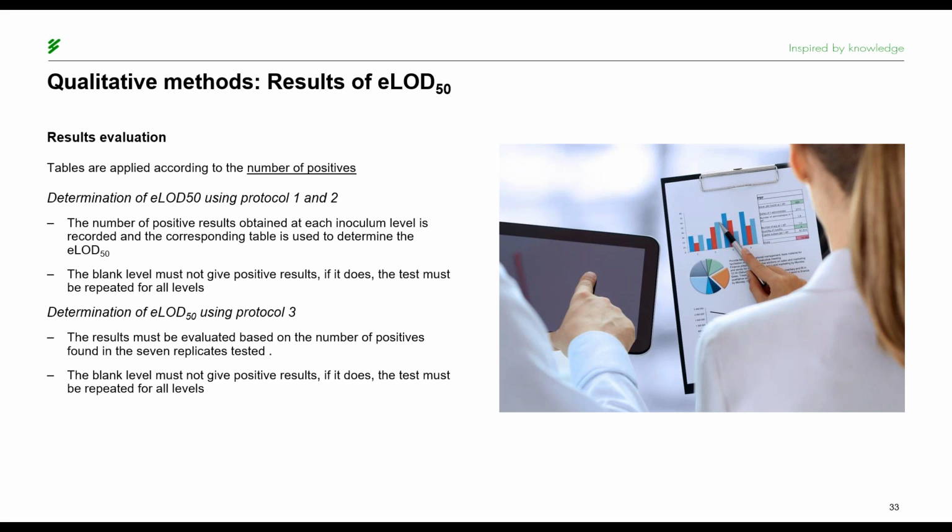In any case, and obviously if our blank test is positive, then we would have to repeat the test again. And the limits of acceptability for each protocol, well, for the first two, the estimated LOD50 must be less than 4 times the LOD50. And for protocol 3, we must obtain at least 6 positives. In this case, we do not obtain an estimated LOD50 value as such.